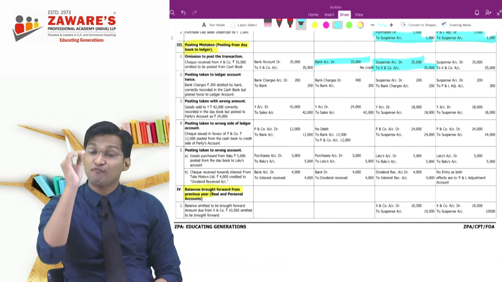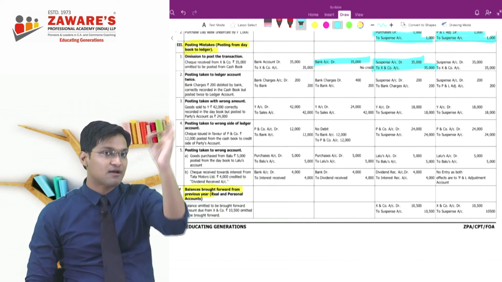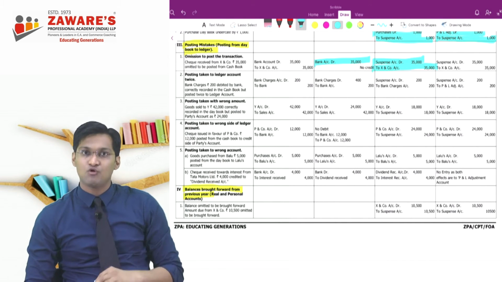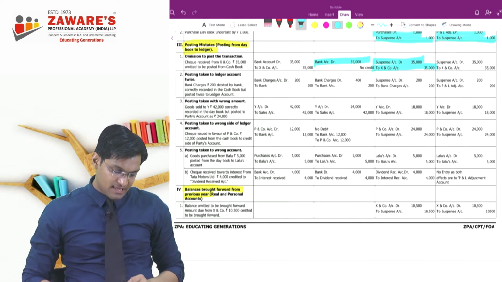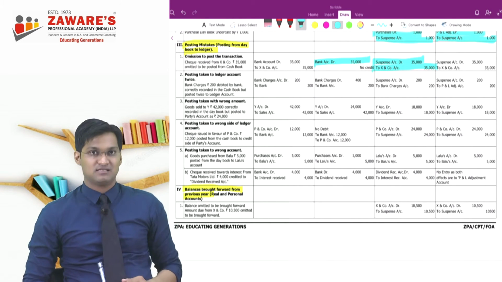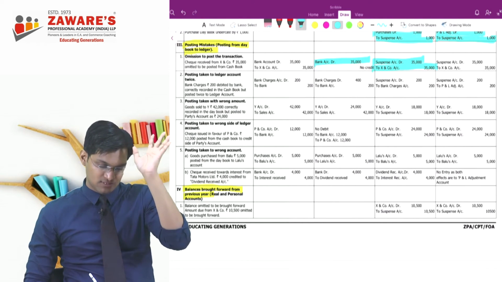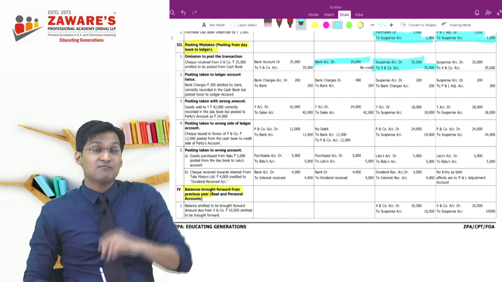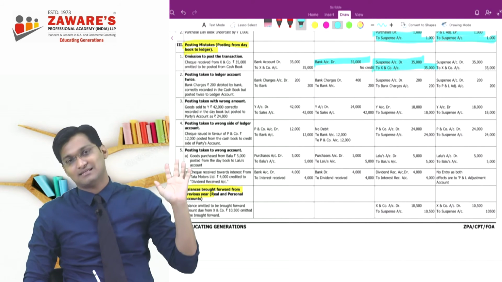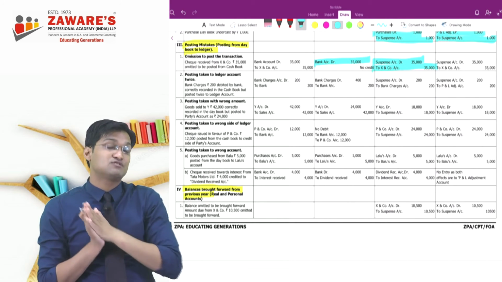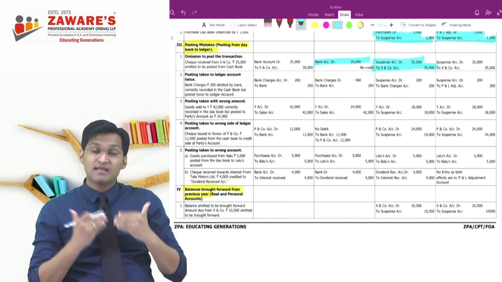Next, check issued in favor of P and Company rupees 12,000. What should be the correct entry? Debit the receiver, P and Company account debit to bank account credit. Posted from the cash book to the credit side of parties account. Posted from cash book means bank account is correctly credited, but P and Company, which should have been debited, you have credited that also. Meaning in this transaction, if you see the wrong entry, there is no debit. You have credited bank also, you have credited P and Company also.